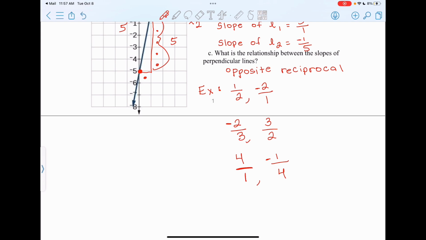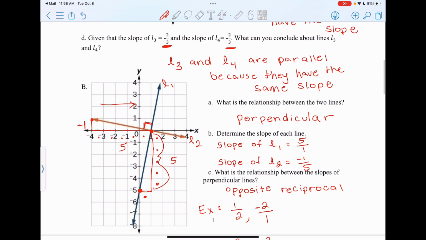And so that is the relationship between the slopes of perpendicular lines. If we know the slope of one of them, we can find the opposite reciprocal to find the slope of the other one. I hope this helps you understand the relationship of the slopes of parallel and perpendicular lines.